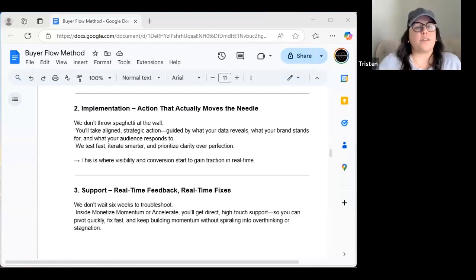The next step is support. So real-time feedback, real-time fixes. We don't wait 5 or 6 months to find out what's working. We are able to analyze those numbers on a monthly basis, see what's happening, see where we're losing, make little tweaks before we have to spiral into stagnation or confusion.